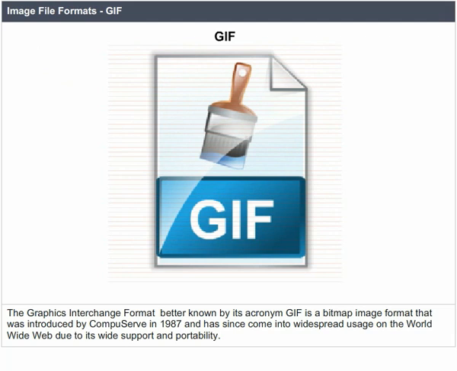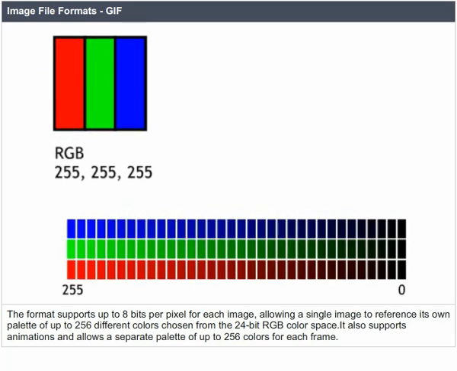The format supports up to 8 bits per pixel for each image, allowing a single image to reference its own palette of up to 256 different colors chosen from the 24-bit RGB color space. It also supports animations and allows a separate palette of up to 256 colors for each frame.